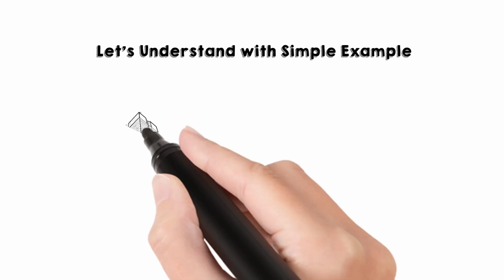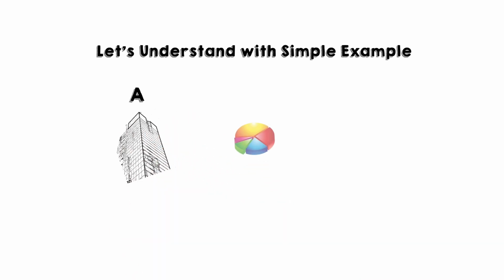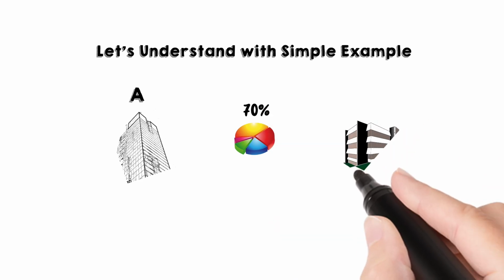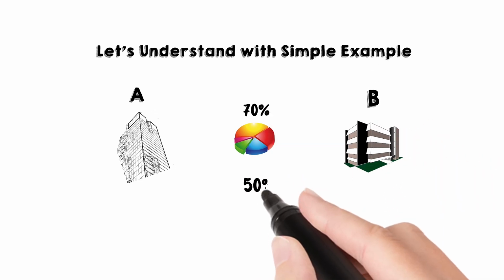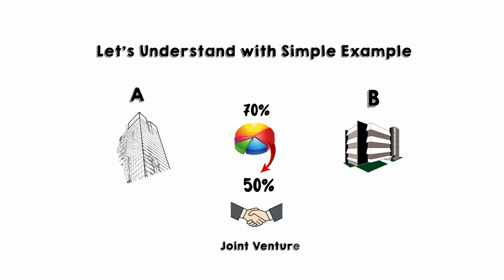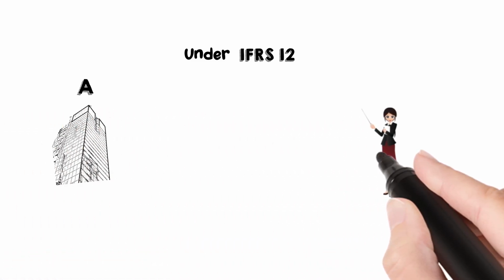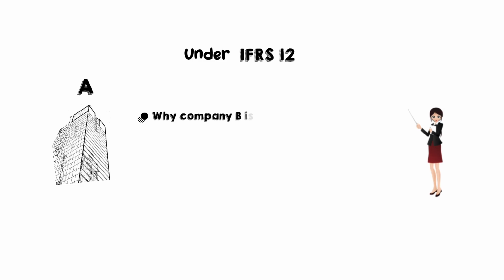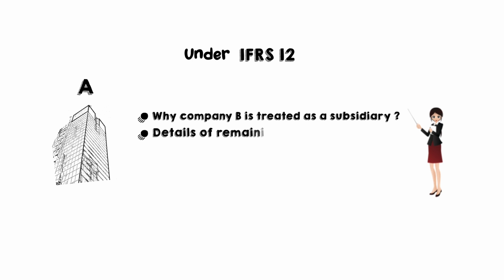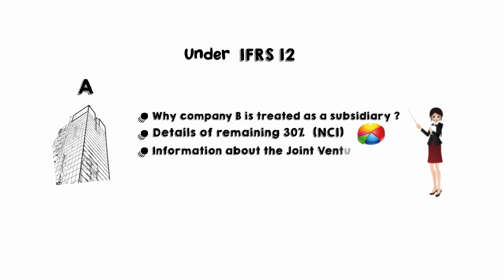Let's understand with a simple example. Suppose Company A owns 70% of Company B. It has 50% in a joint venture. Under IFRS 12, Company A must disclose why Company B is treated as a subsidiary, details of the remaining 30%, NCI, information about the joint venture, and any risks involved.